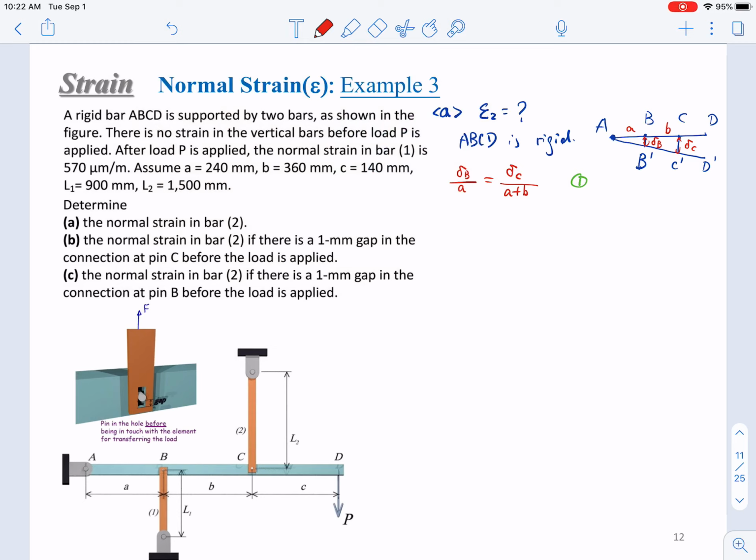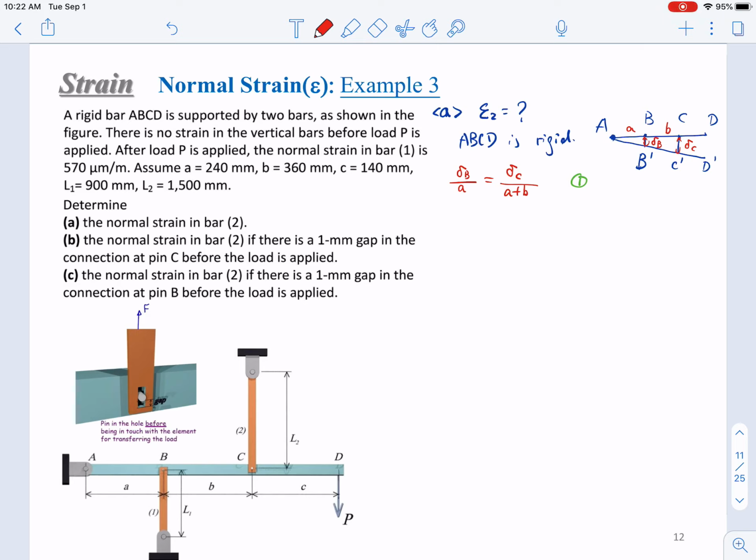Since we're not calculating delta B, delta C, those are the displacement of those points B and C on this rigid bar A, B, C, D. We're calculating the deformations and the strains of bar 1 and bar 2. So we also need to find the correlations between the bar deformations and the point displacement. Since bar 1 is connected to this rigid bar at point B, and bar 2 is tied to this rigid bar at point C.